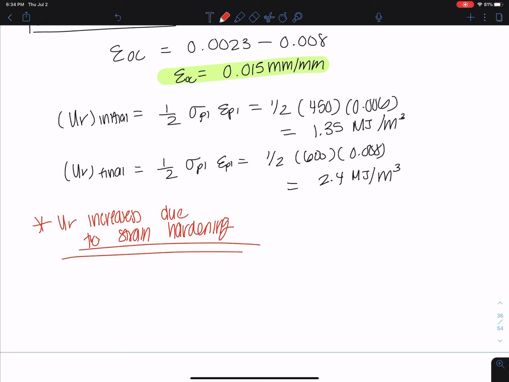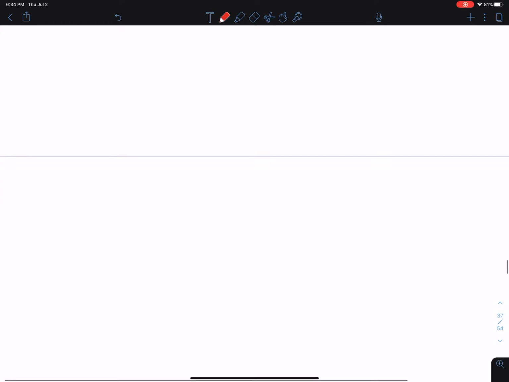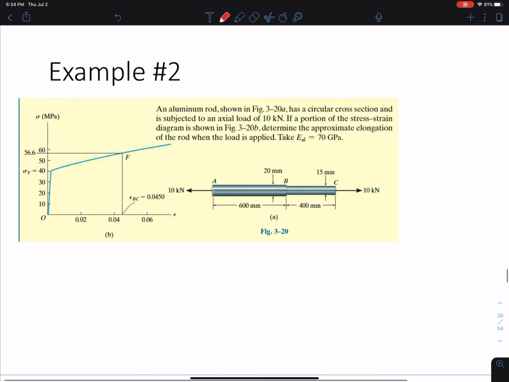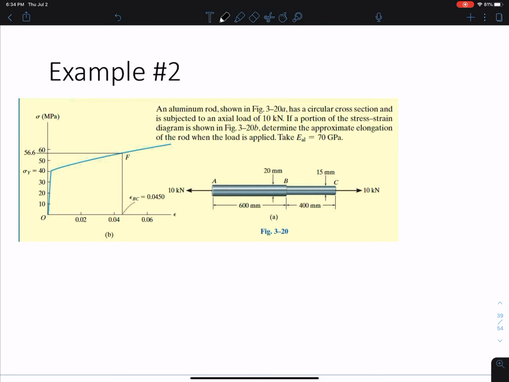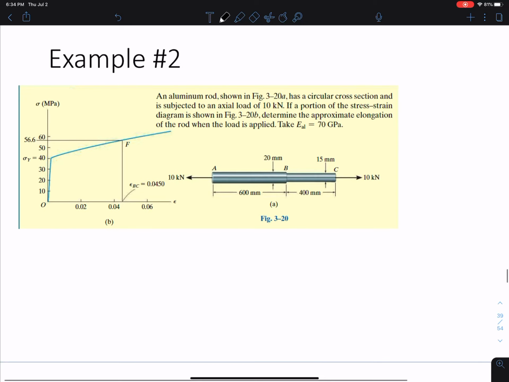Alrighty, we'll do one more problem here, and then we'll save the last two. Or maybe we'll do all of them and then talk about them in class. But for now, an aluminum rod shown here has a circular cross-section and is subject to an axial load of 10 kilonewtons, as shown. And we want to determine the approximate elongation of the rod when the load is applied.